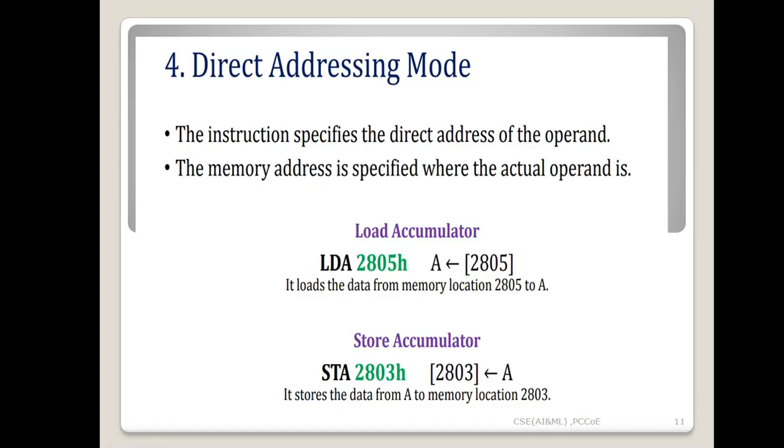The next addressing mode is direct addressing mode. In direct addressing mode, the instruction specifies the direct address of the operand. The memory address is specified where the actual operand is. So let us see an example. The instruction is load accumulator, LDA 2805. So it loads the data from the memory location 2805 to A. Okay, so this is direct addressing mode.